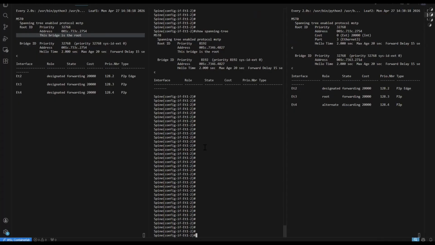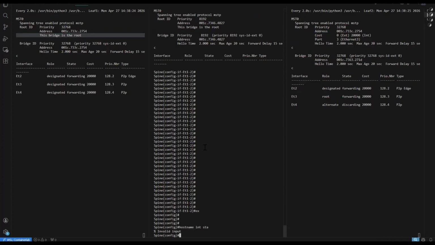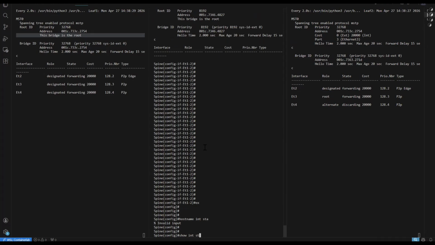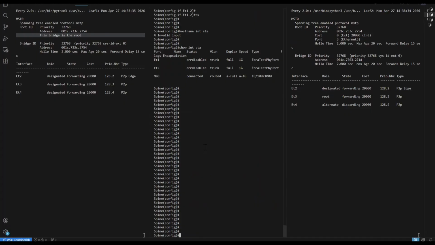The reason is, let me show you, show interface status. If you see here, the interface status, it's showing error disabled. So the reason is because I enabled BPDU guard on Ethernet 1 and 2. So what happens with this BPDU guard? When an interface, Ethernet 1 and 2, has BPDU guard enabled, if these interfaces receive any BPDUs, then they will go into error disabled state.